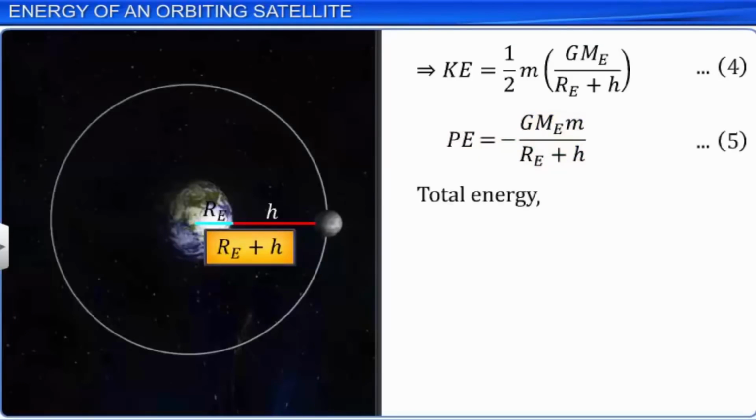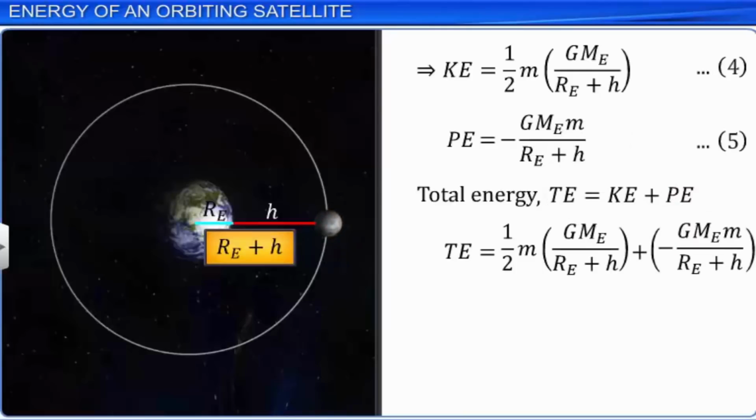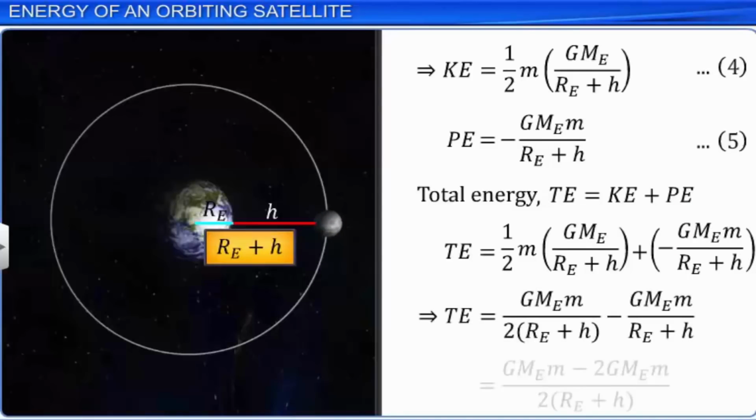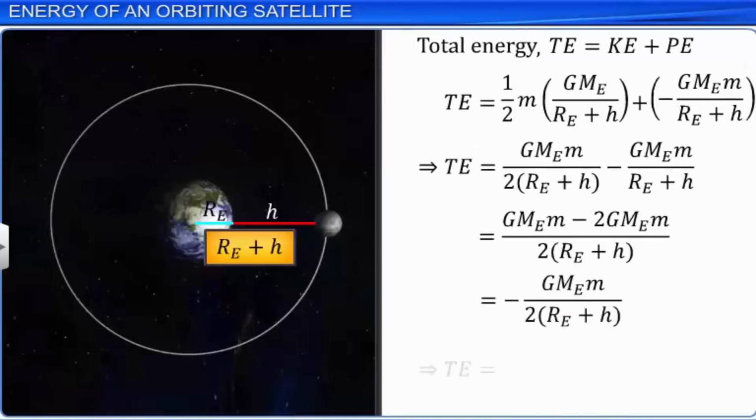Now the total energy of the Moon in its orbit is determined by the sum of its kinetic energy and potential energy. Thus, the total energy of the Moon or any given satellite revolving in its orbit around the Earth at a given height is expressed as minus G M_E m divided by 2 times R_E plus h. The total energy of an orbiting satellite is found to be negative. Let this be equation 6.